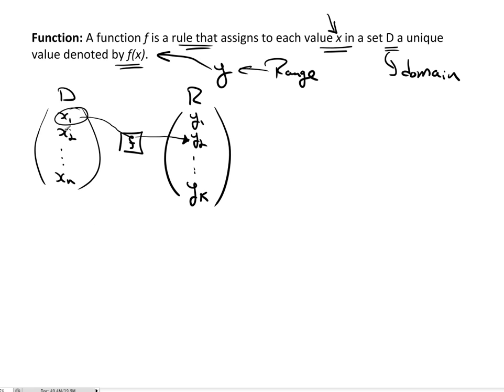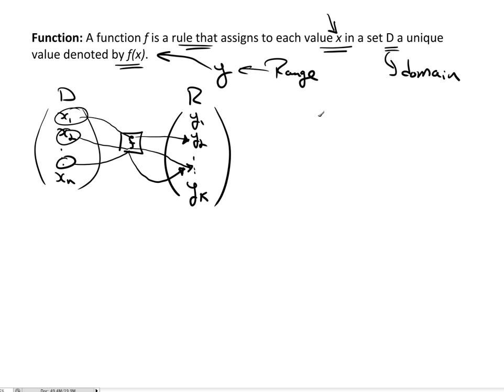So all these values of x go into the function and are then mapped to some value of y someplace. That's the whole idea. Now notice I could have an x here that goes into the function, and this could share the same y. That's okay, because for this particular value of x, it only goes to one unique value of y. It's not going to two y's.